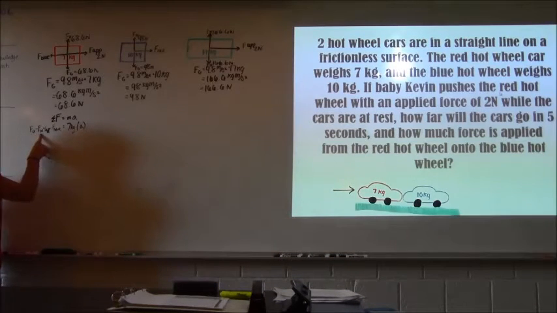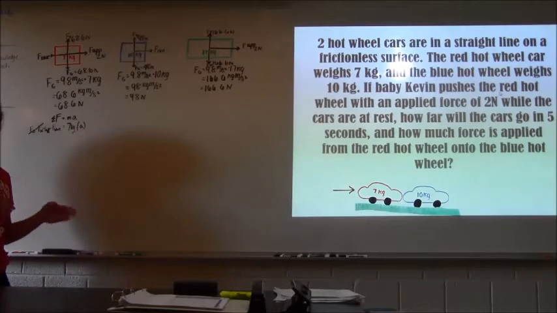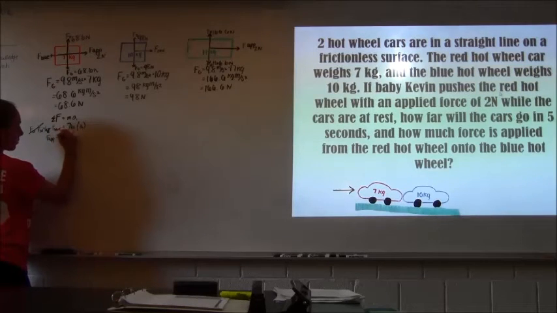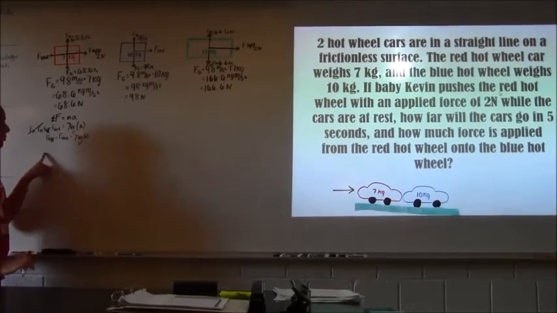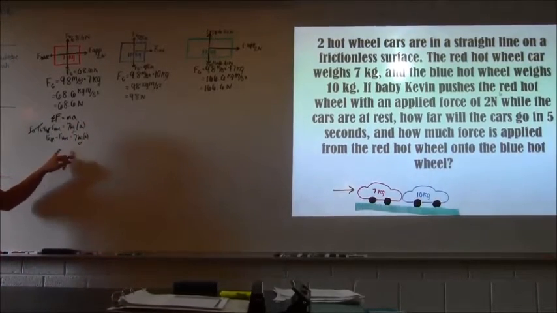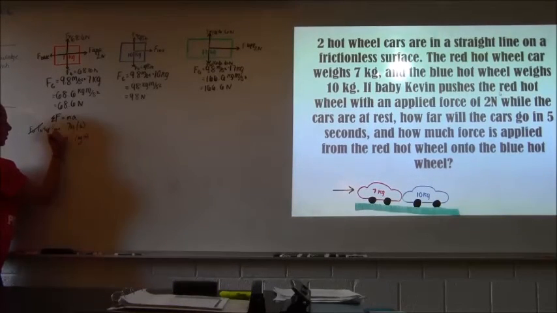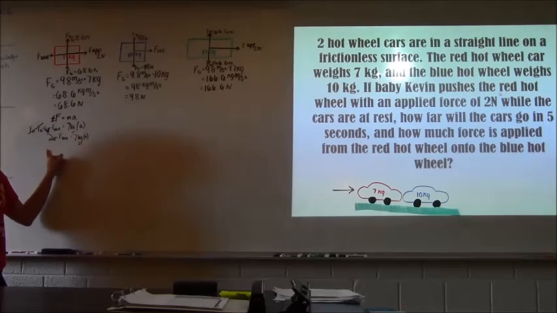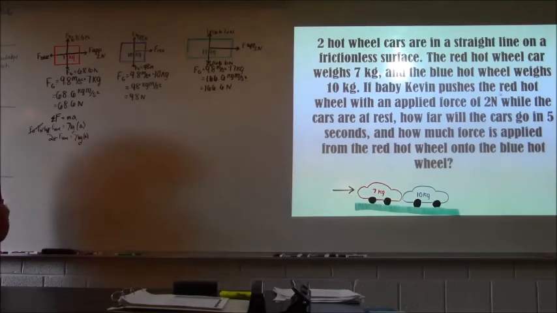So the gravitational force and the normal force cancel out because they're the same number, but one's negative. So that leaves us with the force applied minus the force on blue is equal to 7 kilograms times the acceleration. We do have the force applied because that's 2 newtons, but we don't have the force of blue pushing back on red, and we can't have two variables in the same equation because then we can't solve it.